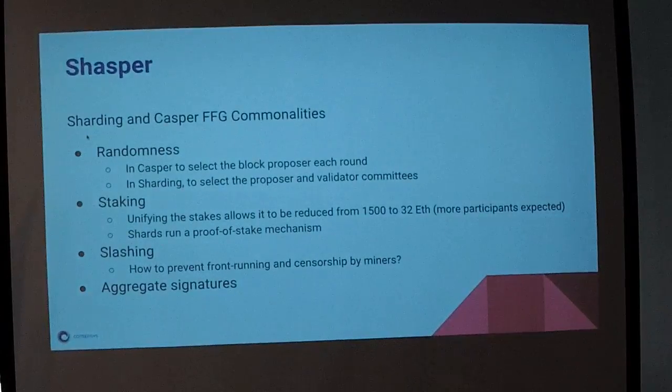Both of them require randomness, right? So we've got that challenge, but we need it for Casper for block proposers, for Sharding for both the validators and the shard proposers or the block proposers. Staking, the big thing here is that by unifying all of this, we can reduce the cost associated with staking. And for those who don't know what staking is, we'll talk about that when we get to Casper in a minute. Shards run on proof of stake, so we need staking, right? Slashing is a whole new element, which is how we deal with the potential for bad actors in the system. Okay?